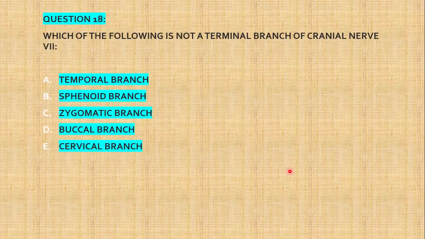Question 18. Which of the following is not a terminal branch of cranial nerve 7? A. Temporal branch. B. Sphenoid branch. C. Zygomatic branch. D. Buccal branch. E. Cervical branch. It's the sphenoid. Option B is the answer. There is no sphenoid branch.